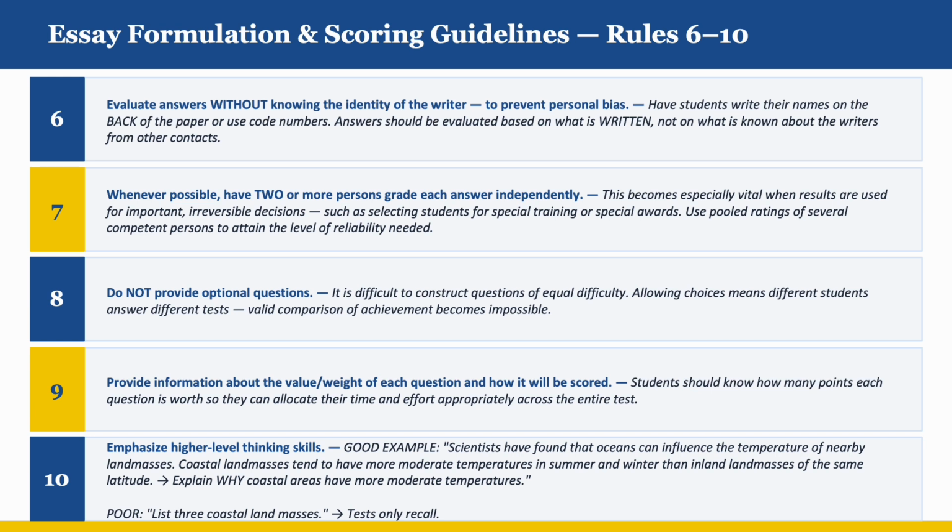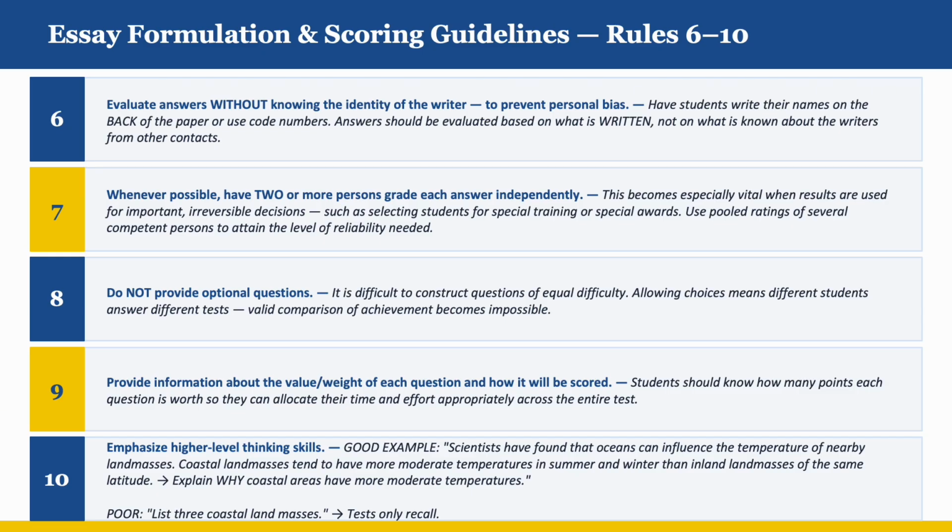Rule number 6. Grade essays anonymously. Have the students write their names on the back of the paper or use code numbers. You should not know whose paper you're grading. Why? Because we are all human. If we know a student is usually strong or usually weak, that knowledge will subconsciously influence how you interpret their writing. So, grade the work, not the person.